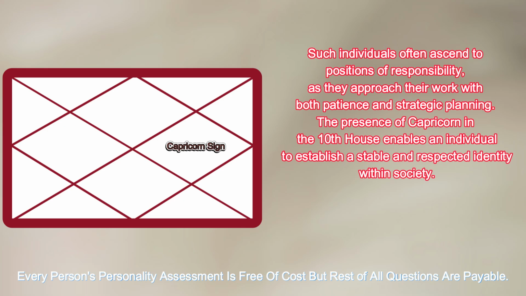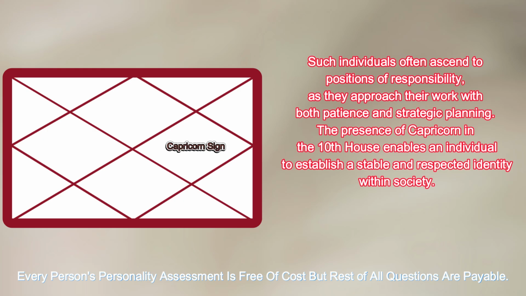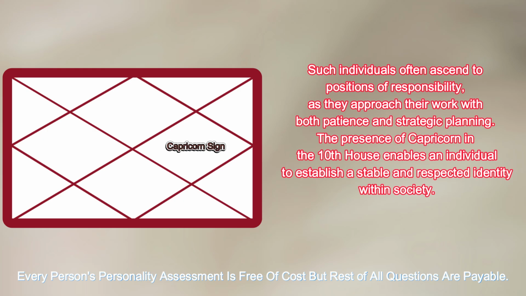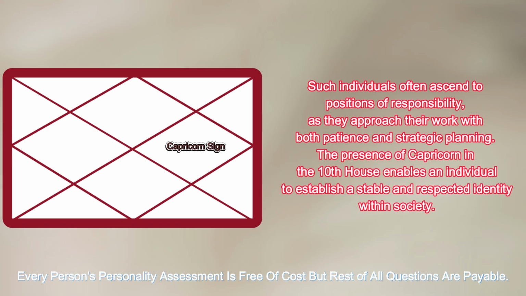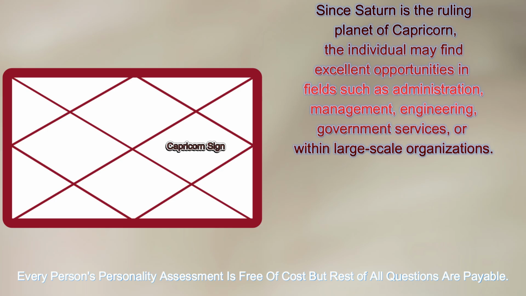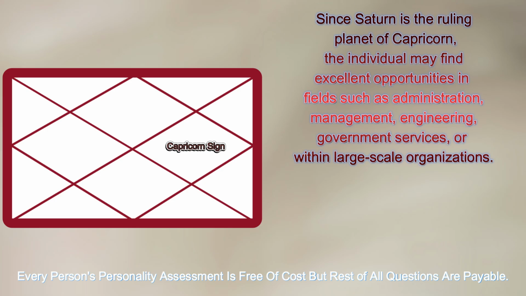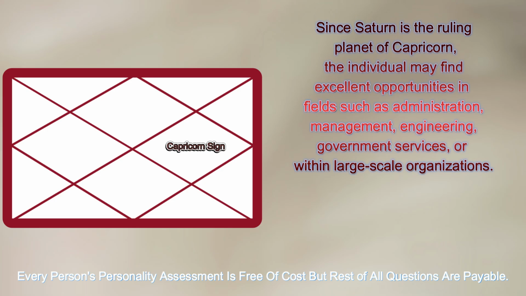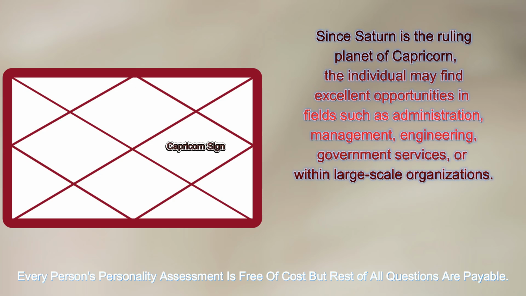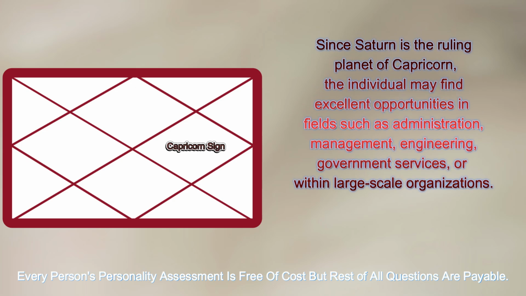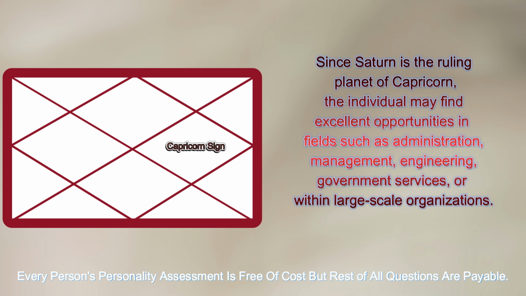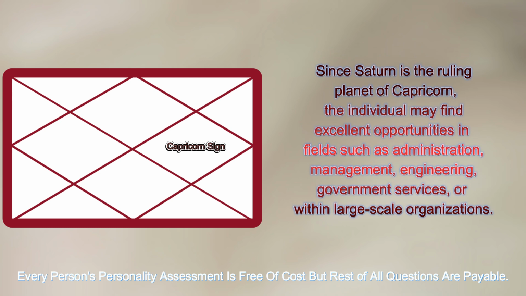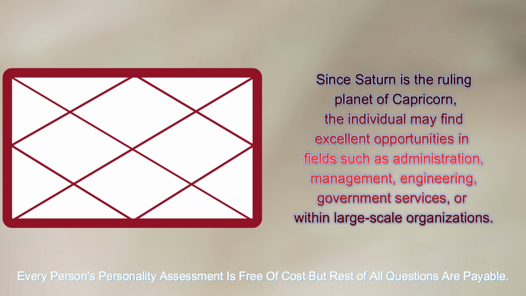The presence of Capricorn in the 10th house enables an individual to establish a stable and respected identity within society. Since Saturn is the ruling planet of Capricorn, the individual may find excellent opportunities in fields such as administration, management, engineering, government services, or within large-scale organizations.